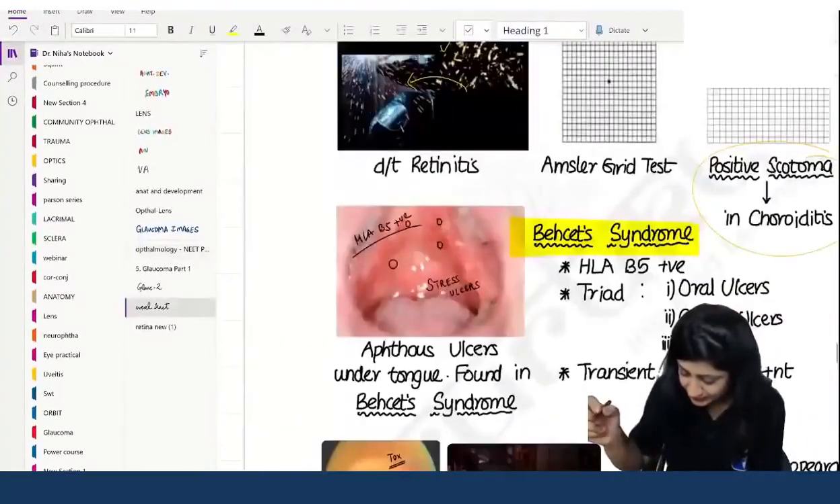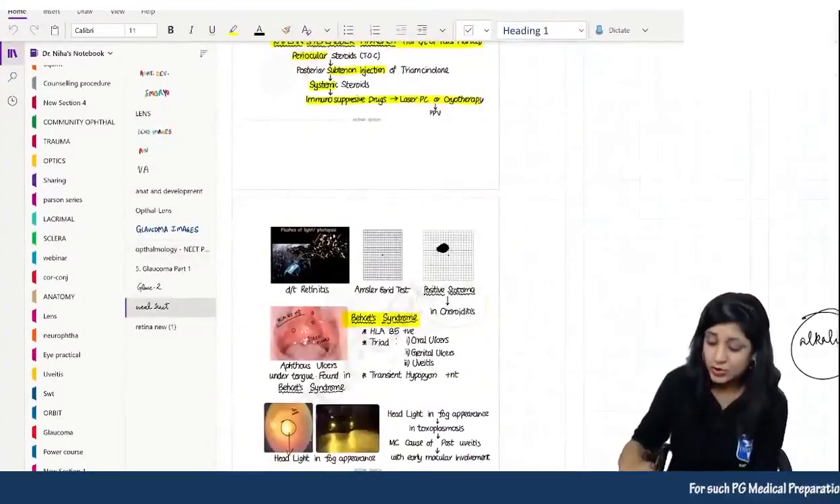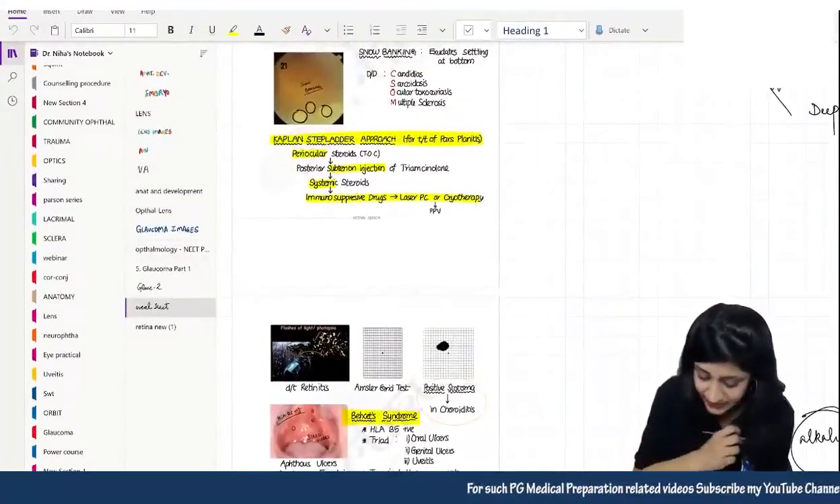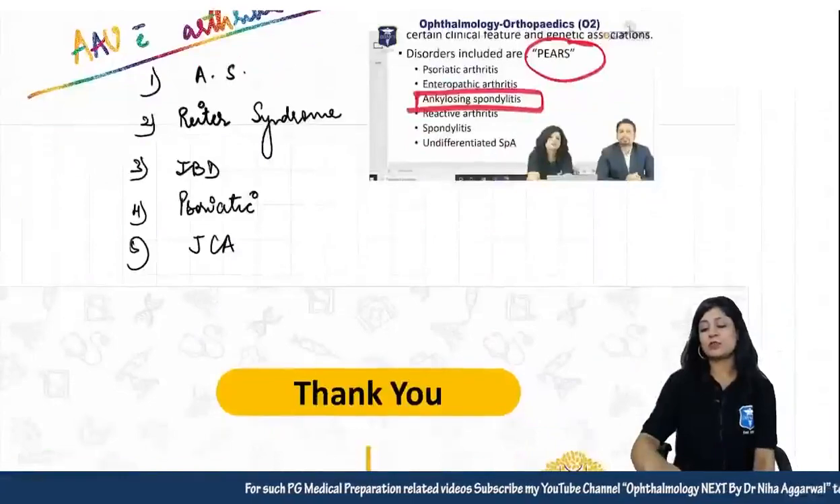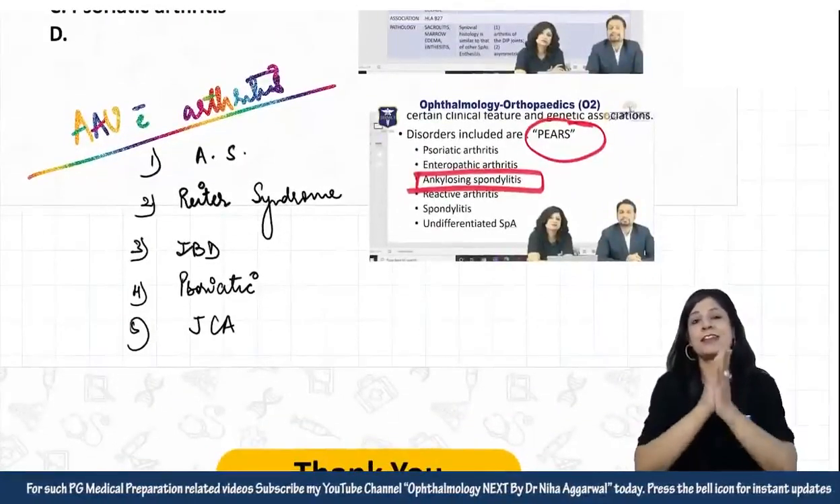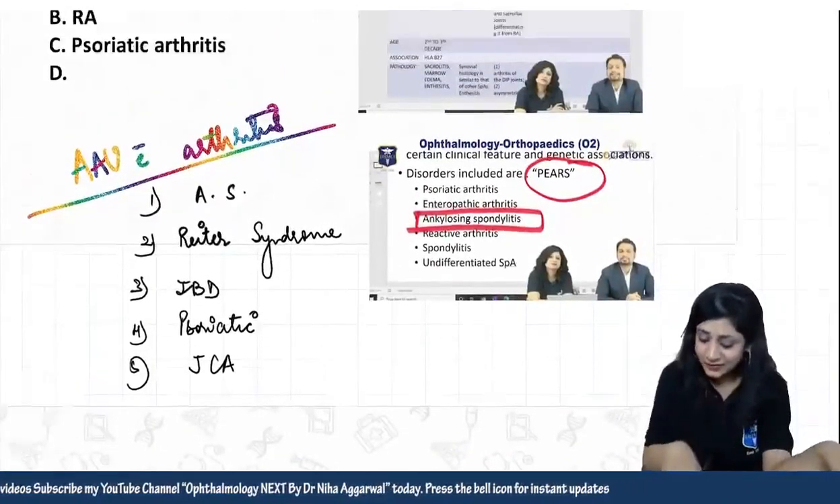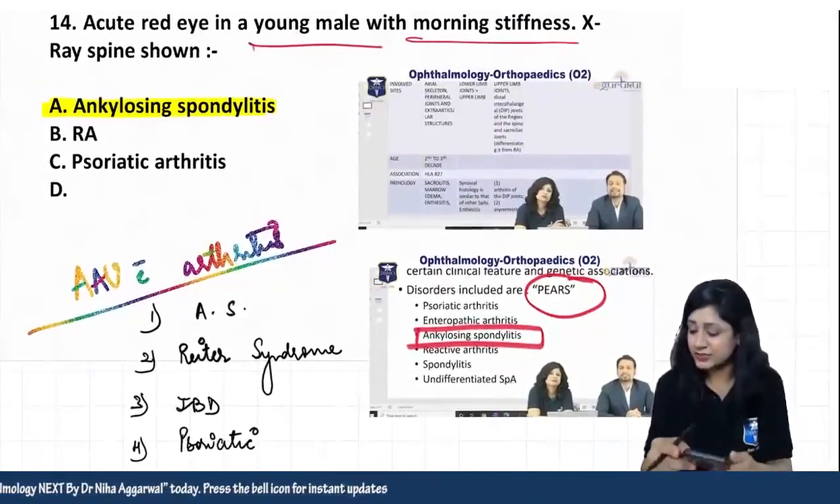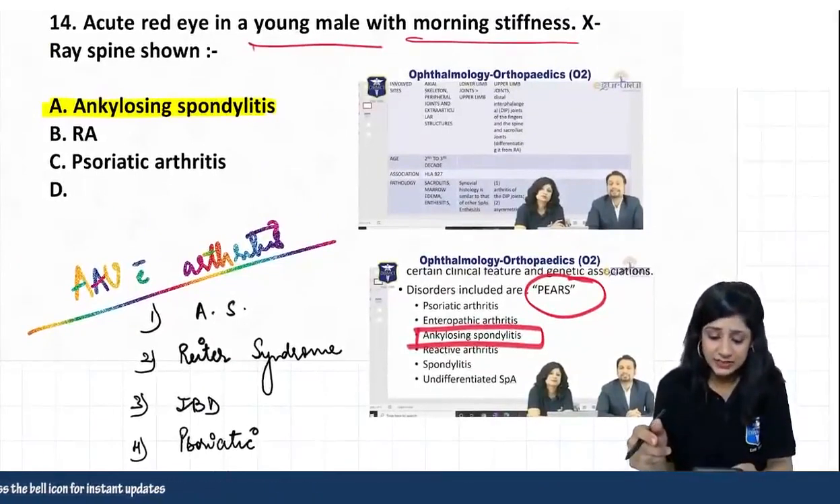Let us see the picture of the notes as well. Where we have discussed all these systemic diseases, there we have discussed them. If you go to acute anterior uveitis with arthritis, you will get it. So we have done all the 14 questions with their answers.